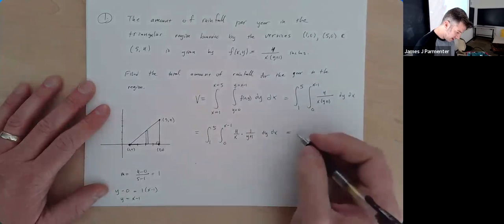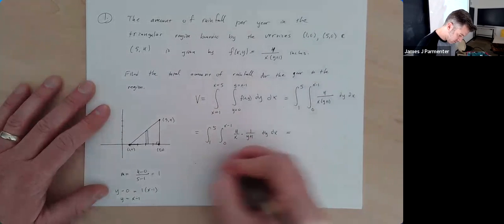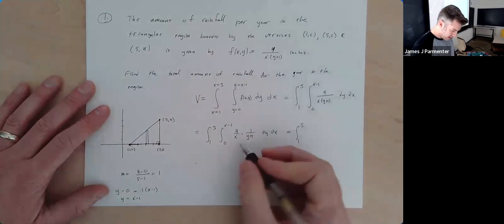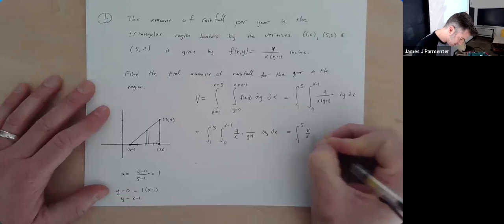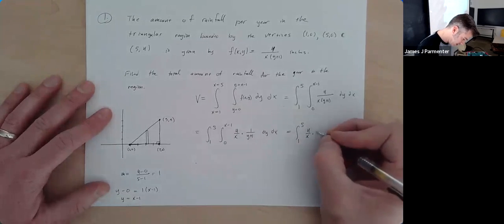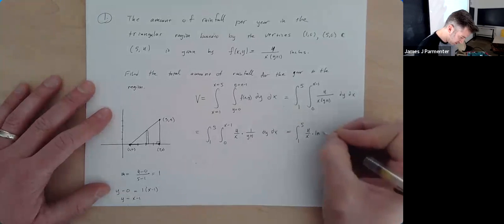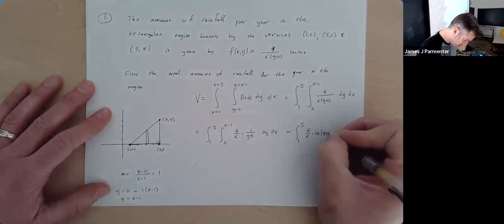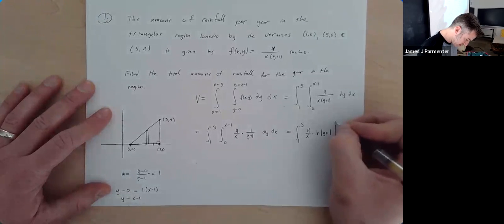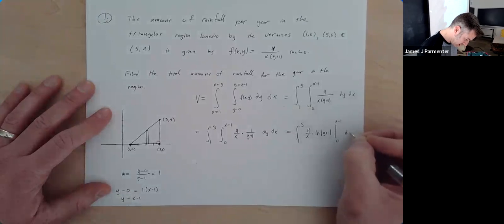And we're going to get the integral from 1 to 5. Can I fit this in here? Sure. And then I'm going to get a 4 over x, that's my constant. And then what's the integral of 1 over y plus 1? The natural log of the absolute value of y plus 1, from y equals 0 to y equals x minus 1, dx.